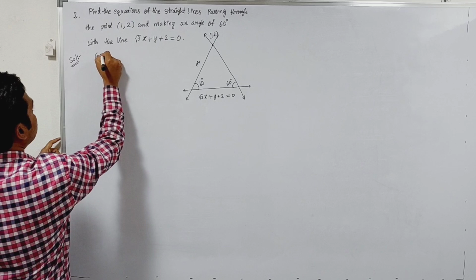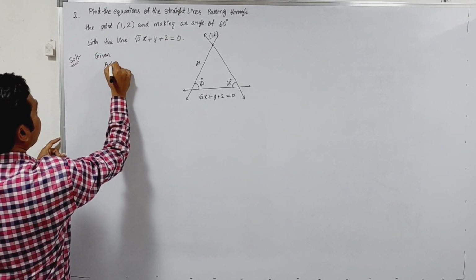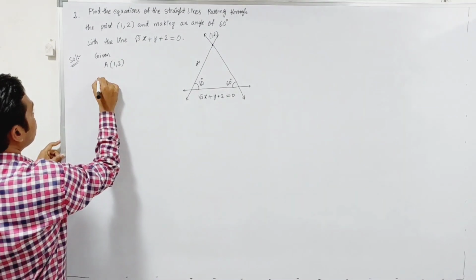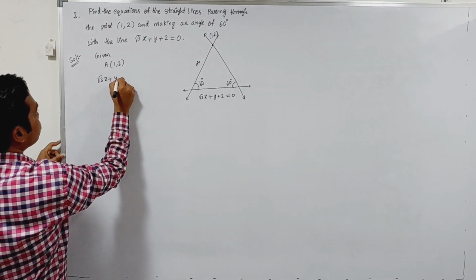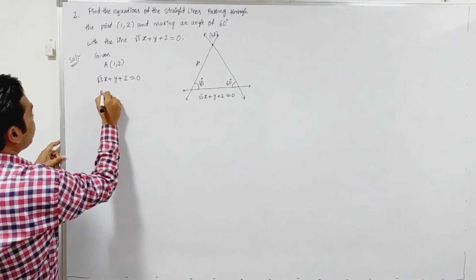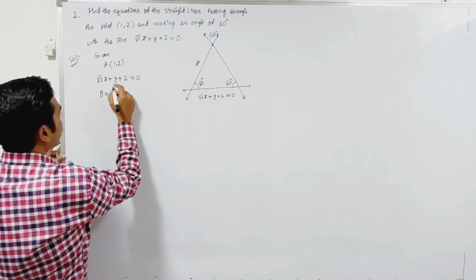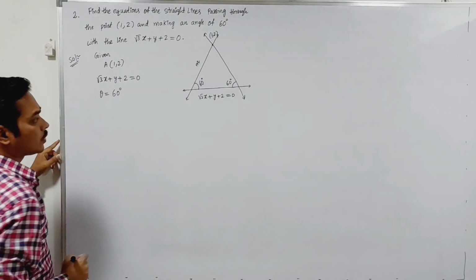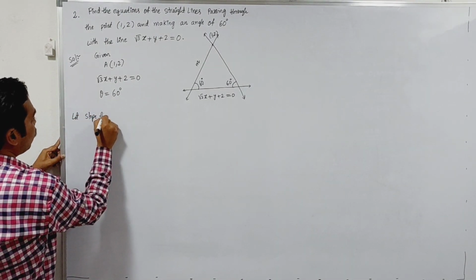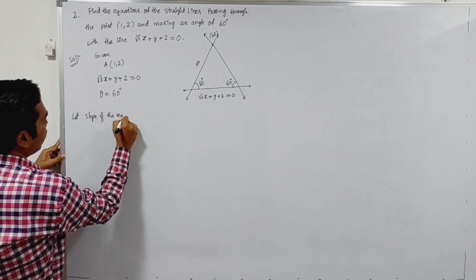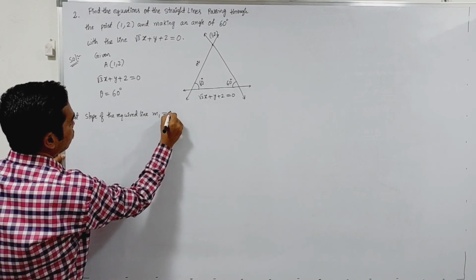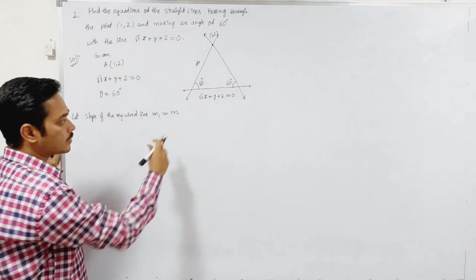Let the given point A be (1, 2). The given straight line is root 3x plus y plus 2 is equal to 0. And what is the angle between the given line and the required line? 60 degrees. Now, let the slope of the required line be m1, equal to m.